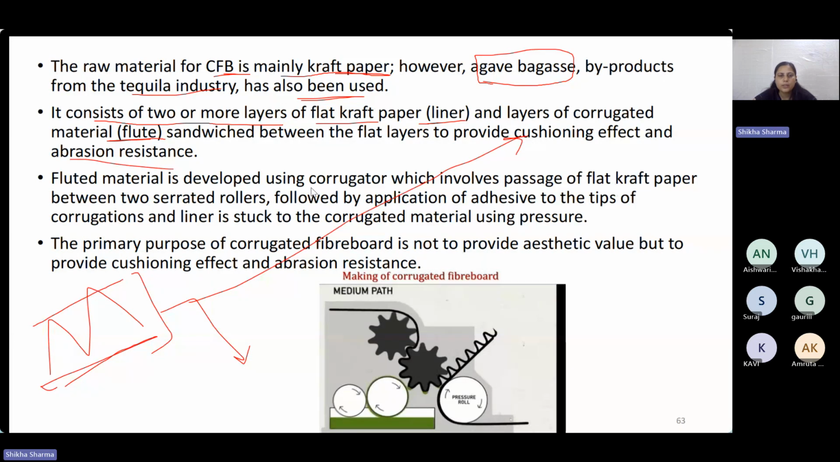The flute material is developed using a corrugator. So this is the corrugation process of the CFB, which involves passage of the flat kraft paper. This is the flat kraft paper roll, which will come between the two serrated rolls. The corrugation will happen because of these rolls; from this, the flat paper will come and become corrugated and stick with this flat paper.